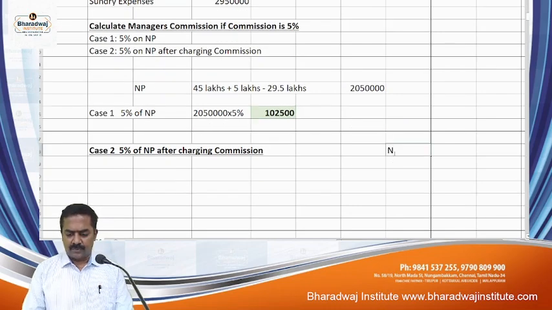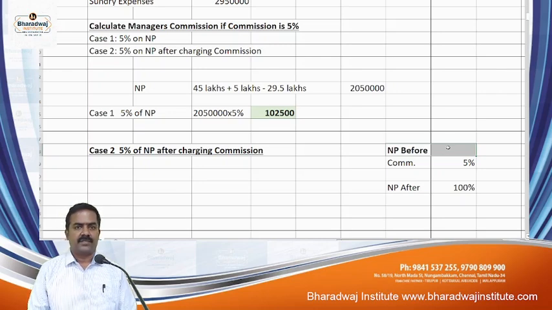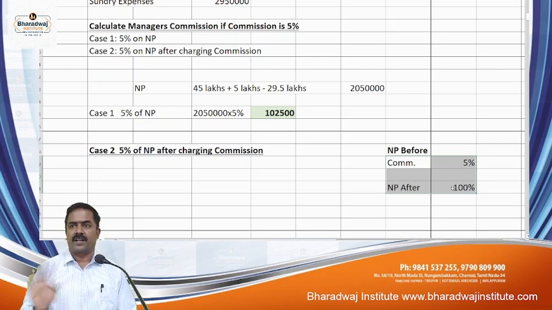Simple. If net profit before is something, we pay commission. Net profit after commission. What is the percentage given? 5%. If this is 5%, this should be 100. Then what would have been the net profit before charging such commission? Think. I pay a commission of 5% on net profit after commission 100. 5 by 100 is not an assumption. What do you mean by percentage? In relation to 100 it is expressed.